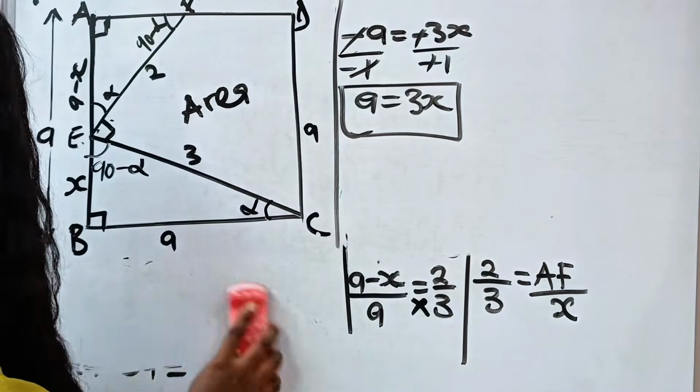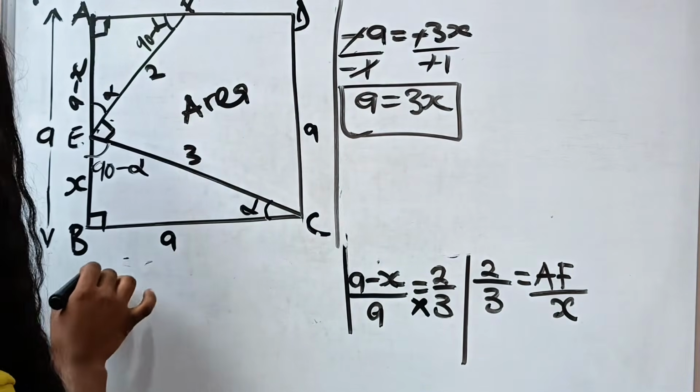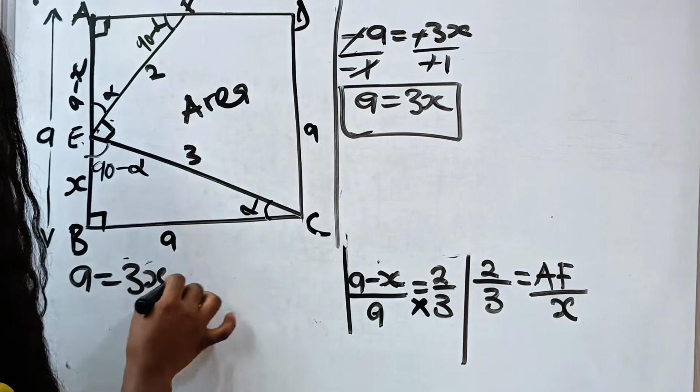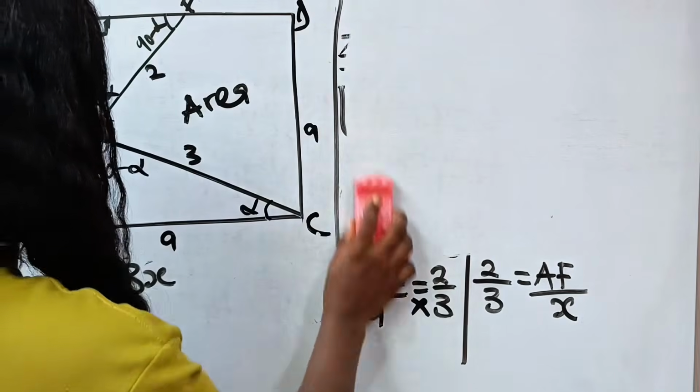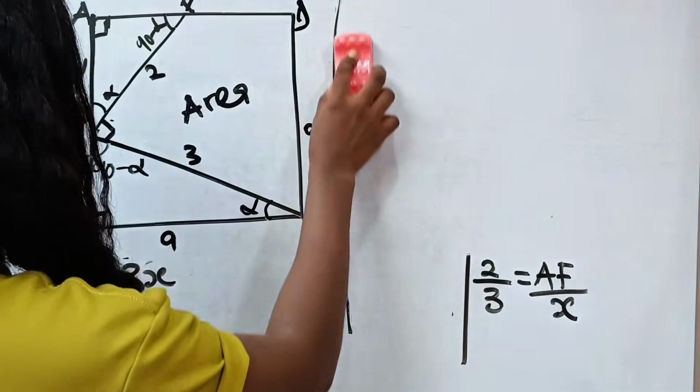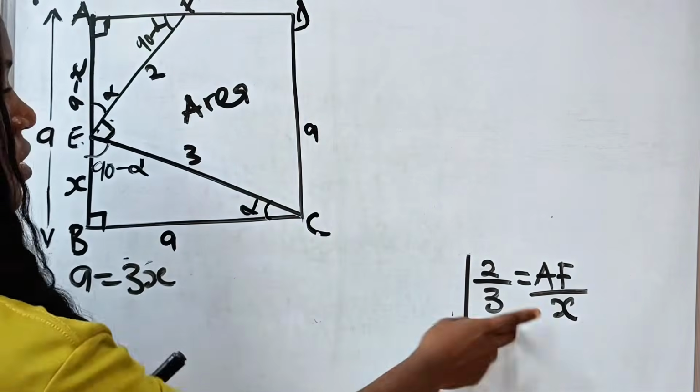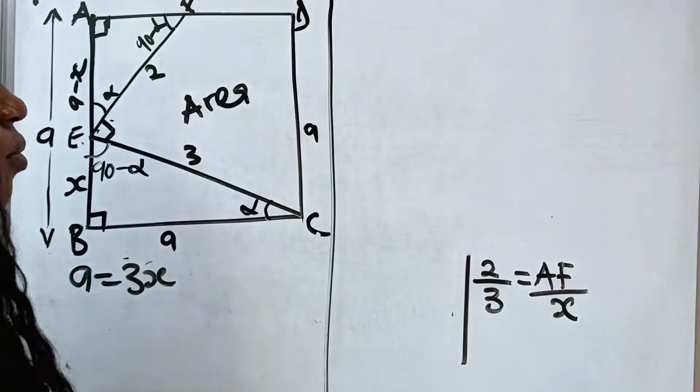Let me write it here. So we have A is equal to 3X. Now, we are done with this. Let us check the other one, which is this equation.